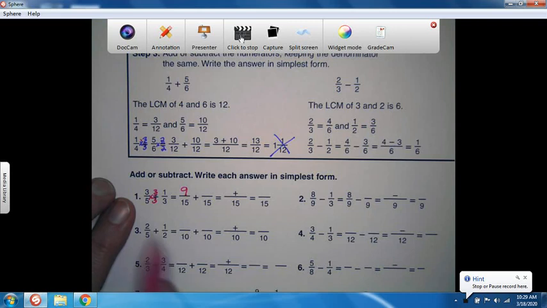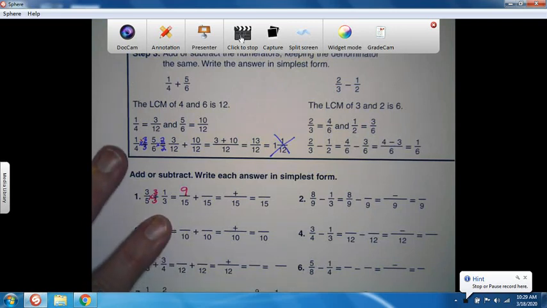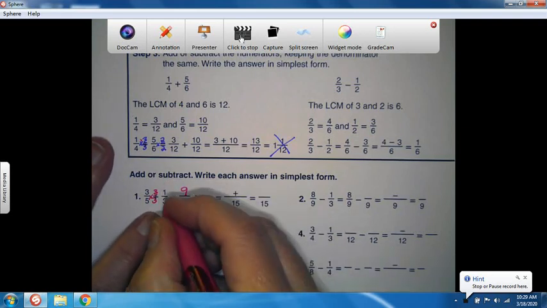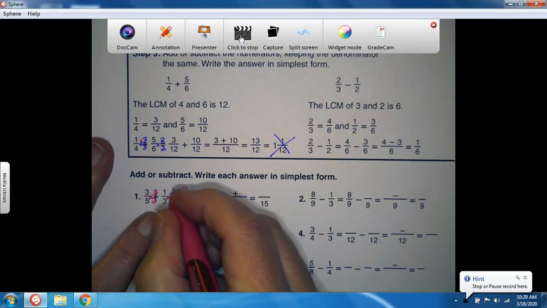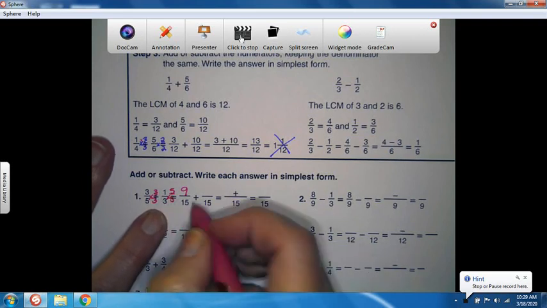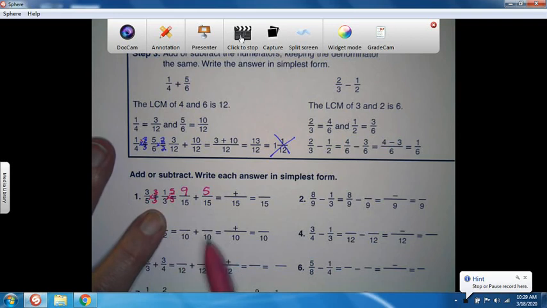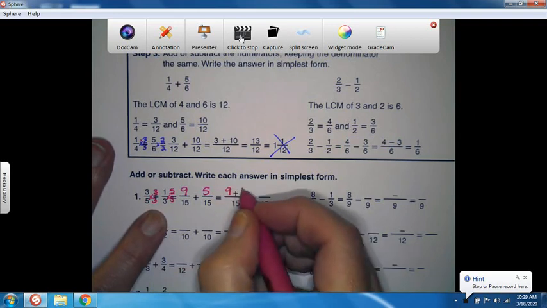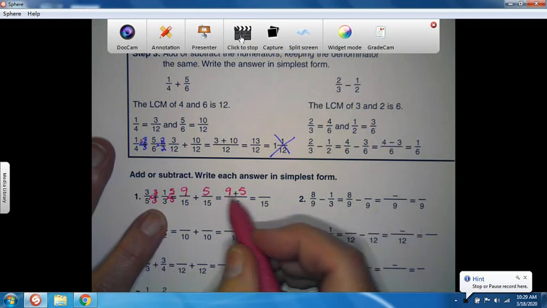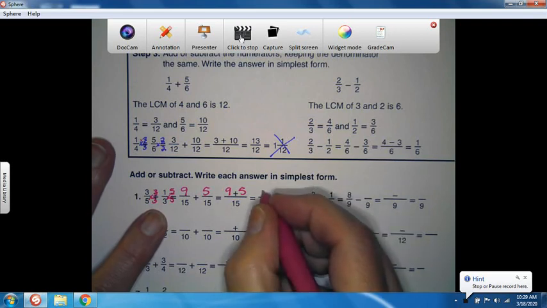Do you see how it's kind of weird this way? I don't like it, but some of your brains already can work this way without a problem. And then what do we do to 3 to get to 15? We multiplied by 5 over 5. So 3 times 5 is 15. It's already there. 1 times 5 is 5. And then they move it over here once again. That's kind of a wasted step, but I'm just showing you so that you know how to fill in the rest of these. And then 9 plus 5 is 14.